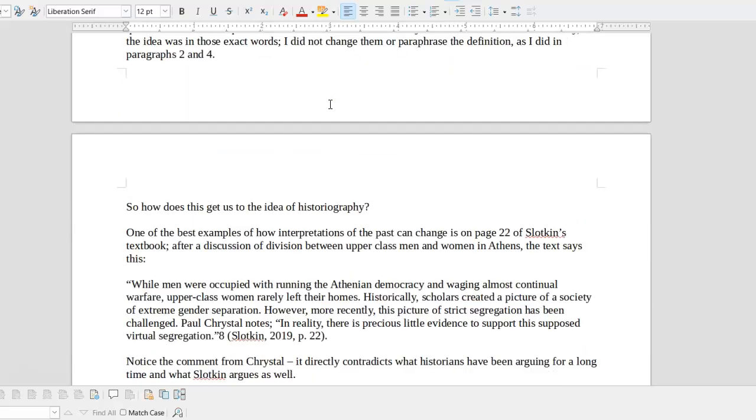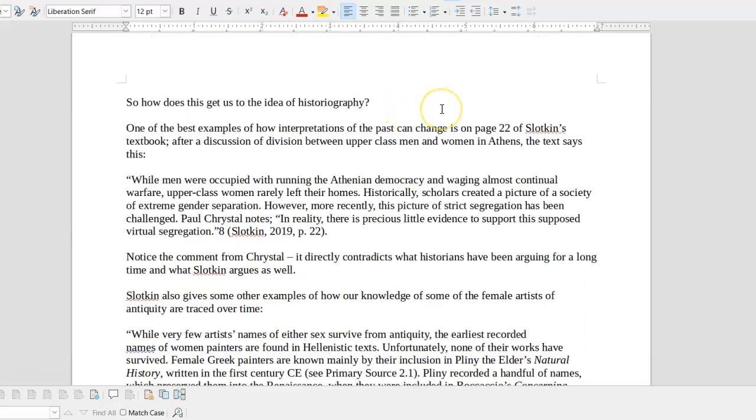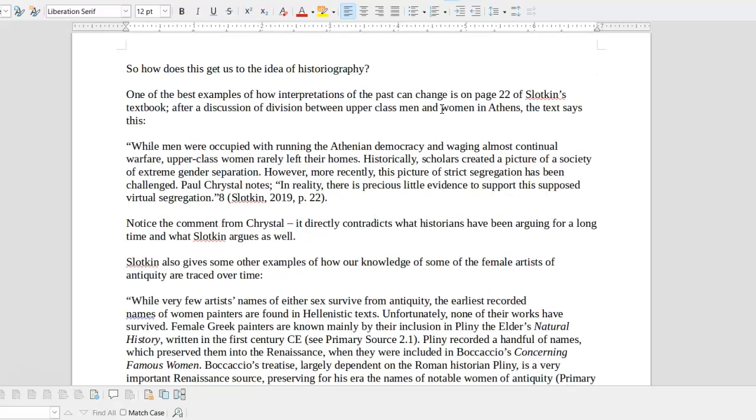All right. So going on with this, I'm not going to read this to you because, of course, we don't want to do that. I will send it to you, as I said. I talk about historiography and how it changes. And in this, Slotkin, your textbook, has a very, very good demonstration of what we refer to as historiography on page 22. Now, notice here, I have Slotkin, 2019, page 22, because it is a book. So therefore, I have to include the page number, especially for where this quote came from.